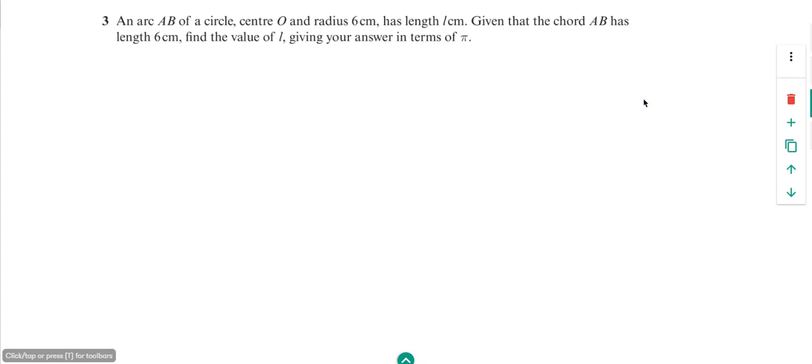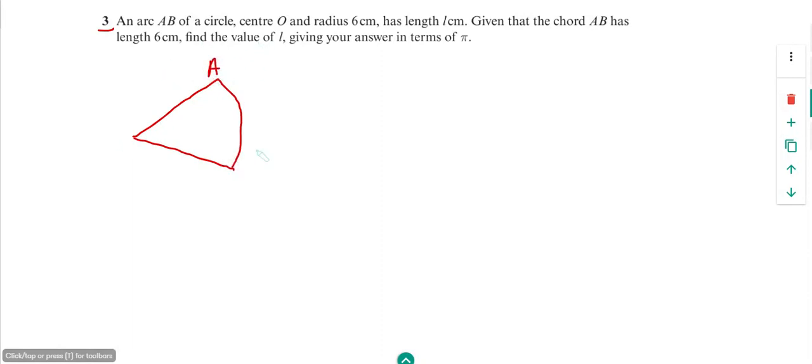So now looking at question 3 from the same exercise, 5C. We're given that we've got another sector of a circle. So we've got an arc AB of a circle and centre O. So I'm just going to draw that. It's always good to draw a diagram when you're doing these. It just makes it much clearer. So there's the situation that we've got basically.